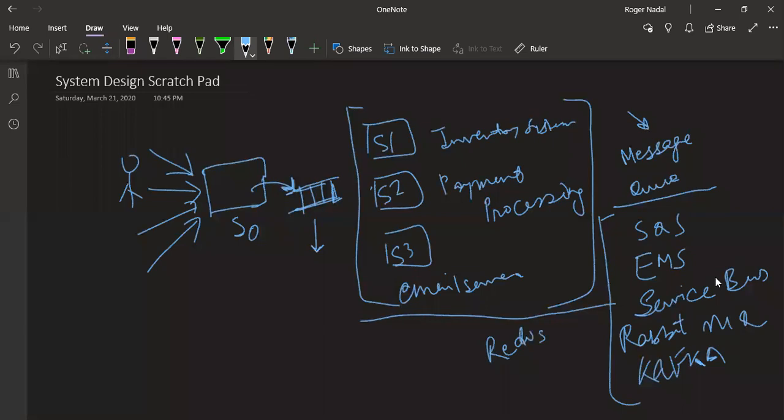We do have Solace also. Can you spell? Solace. Oh, I haven't heard about it. I can't write it for some reason. Okay. So Solace.